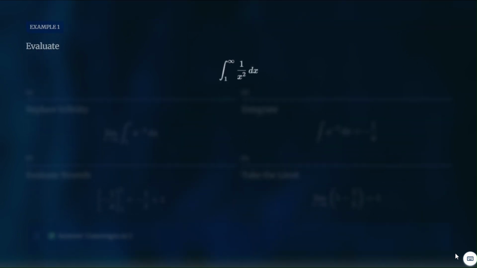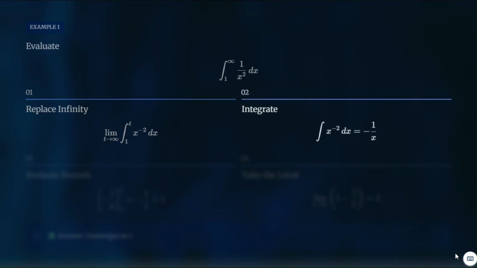If we want to evaluate the integral from 1 to infinity of 1 over x squared dx, first we'll replace infinity by rewriting this as the limit as t approaches infinity of the integral from 1 to t of x to the power negative 2 dx. Integrating x to the power negative 2 gives negative x to the power negative 1, which is the same as negative 1 over x. Now we can evaluate the antiderivative from 1 to t. That will be negative 1 over t minus negative 1 over 1, which is simply plus 1.